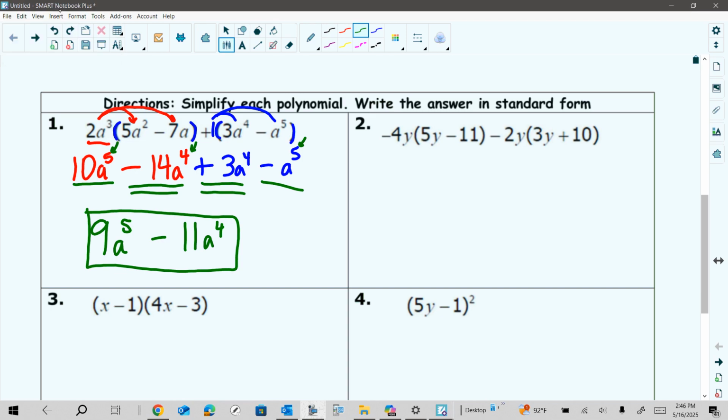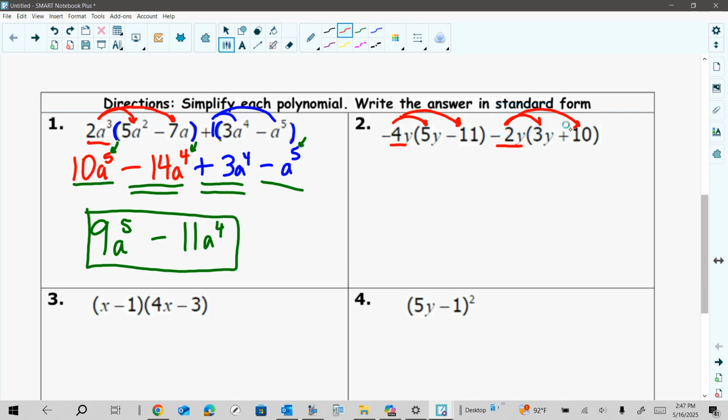Now try these steps, or try number 2. See if you can complete number 2. You should be starting off with distributing this negative 4y to each term here. Watch your signs when you do that. And think of this as also a negative 2y that you're distributing.